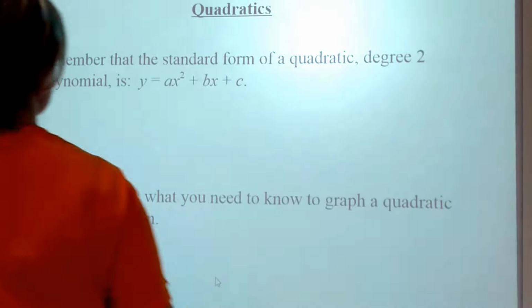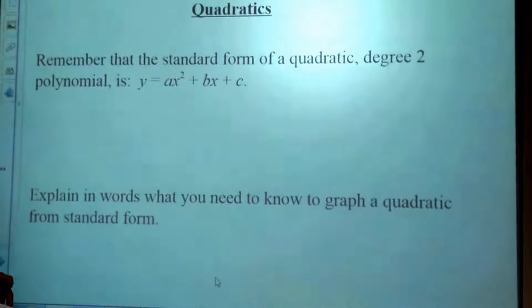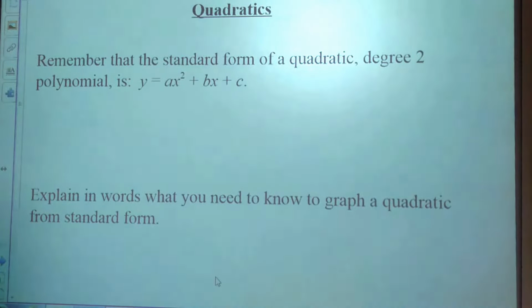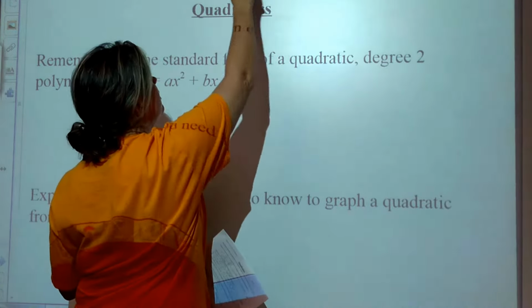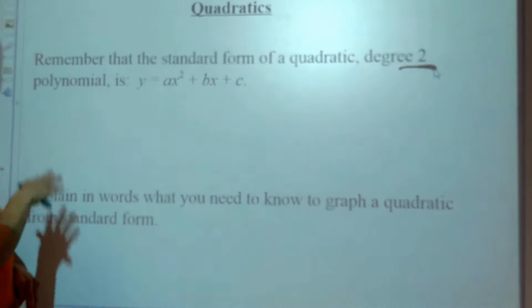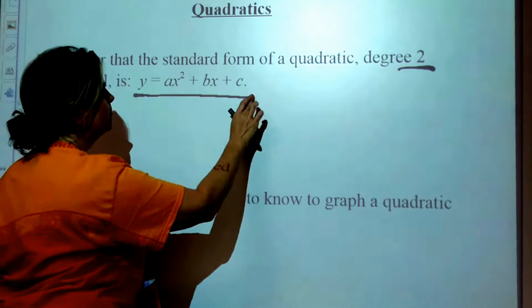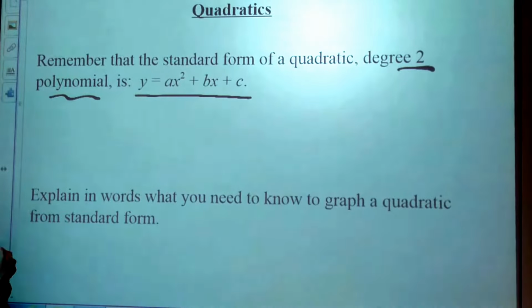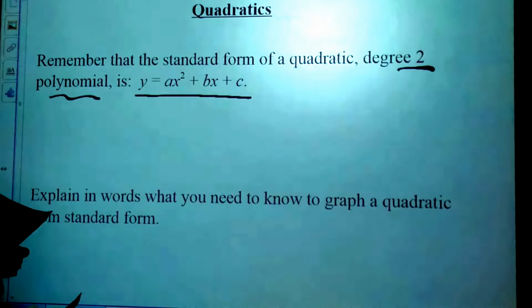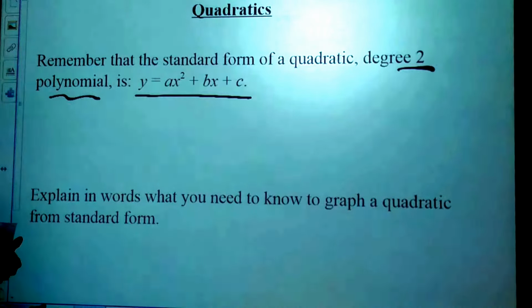Today with the questions in your notes. Remember that the standard formula for a quadratic, and it has to be a degree 2, which means its highest exponent is 2. All right, there's your first blank. The equation for that polynomial is y equals ax squared plus bx plus c. That is your actual standard form for a quadratic. Again, it's different for a line. You know another equation for that.